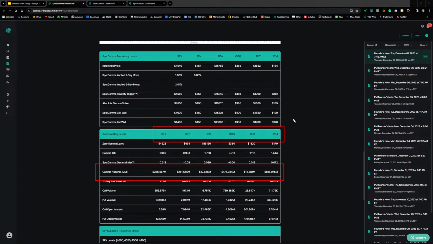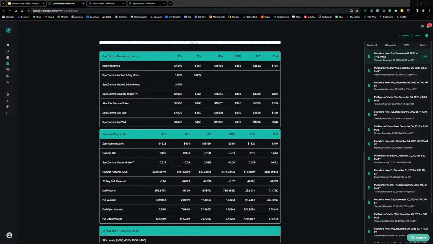And note, first of all, these numbers became either less positive or even negative compared to yesterday. So yesterday, market makers' position on the gamma curve for all of these index products was positive. Today now has shifted to negative for SPY and for QQQ, and then less positive for SPX, and also less positive for the Russell 2000.